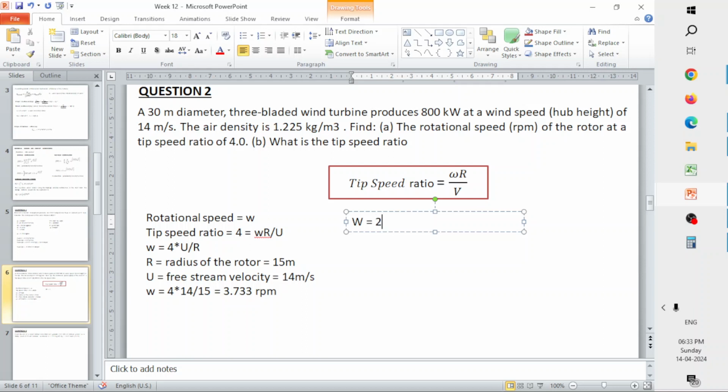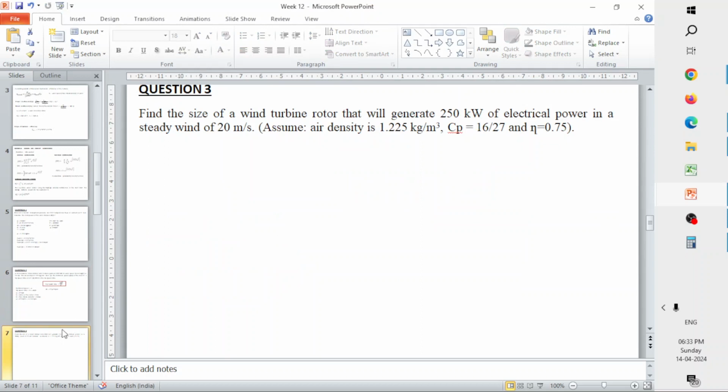Can you write it this way? 2 pi times n by 60. Sorry, n is rpm here, so the angle that is basically covered. If you do that, you will be able to calculate the value of omega. So I guess this you will be able to do. Next we move on to the next question.